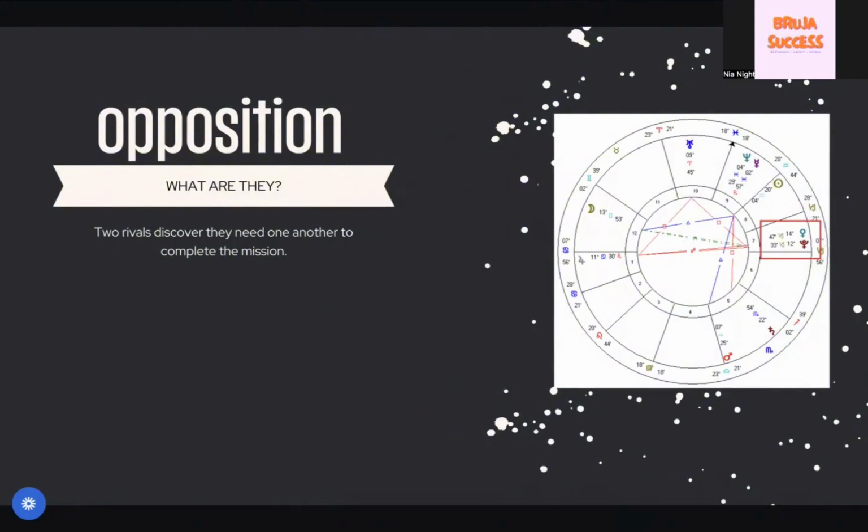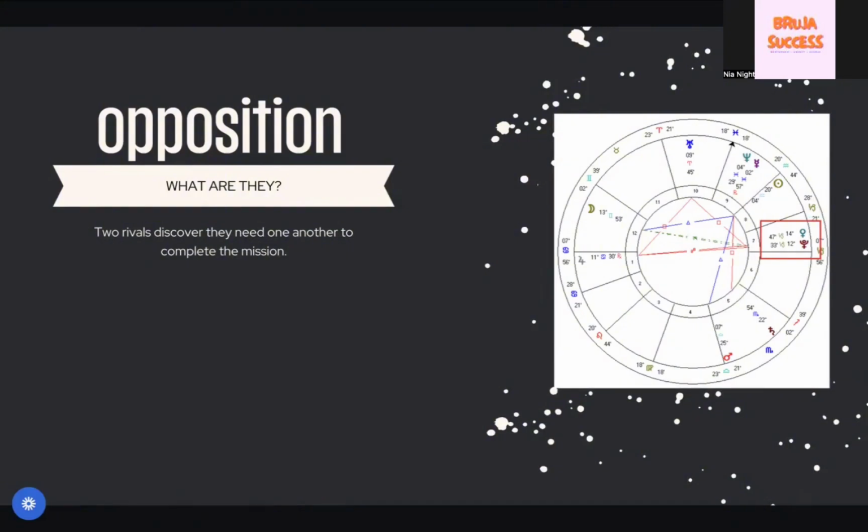Now, an opposition is about polarity, contrast, interdependence, balance. Oppositions are a little more dramatic, more loud and felt than squares, I would say. Instead of there being friction, there is straight up polarization here. The planets stand on opposite sides of the chart. They have very different agendas, very different priorities, different perspectives. So it can feel like a tug of war.